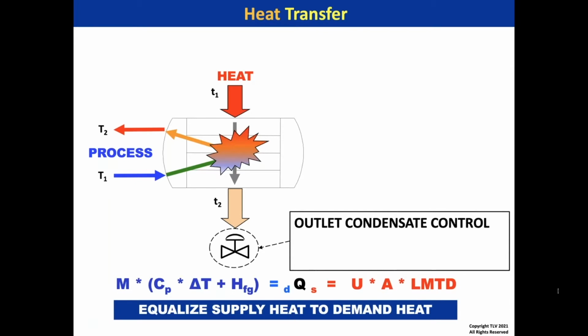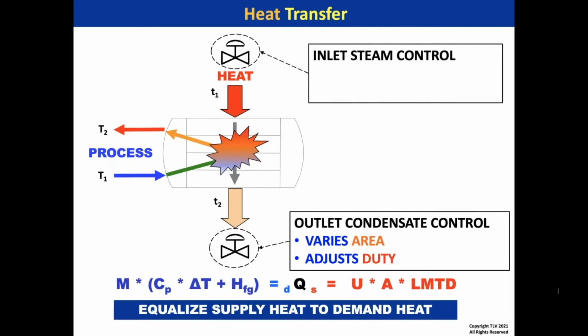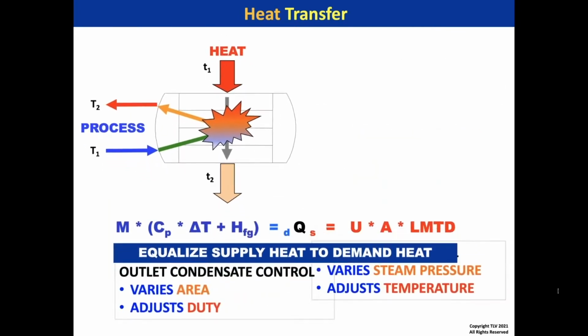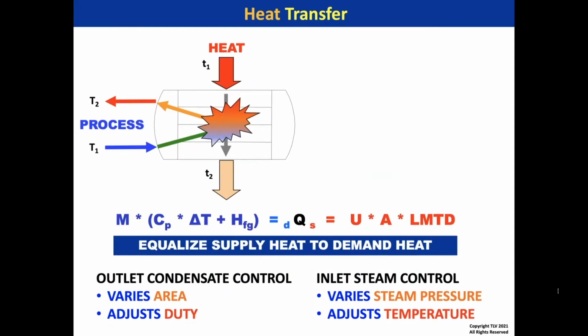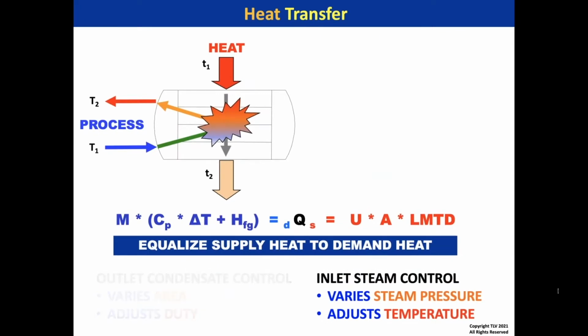Now there are two methods basically that are used for control: outlet condensate control, which varies the area and adjusts the duty, or inlet steam control, which is going to vary the steam pressure and therefore adjust the temperature. Mr. Henry Kister has just spoken a lot to compare these, so I'm going to focus more now on inlet steam control.